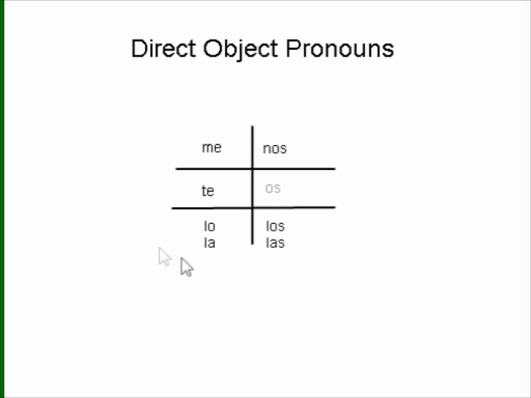Notice on the third person row, the third row on the chart here, we have two forms, a masculine form and a feminine form, and that's the case for the singular side and for the plural side of the chart.